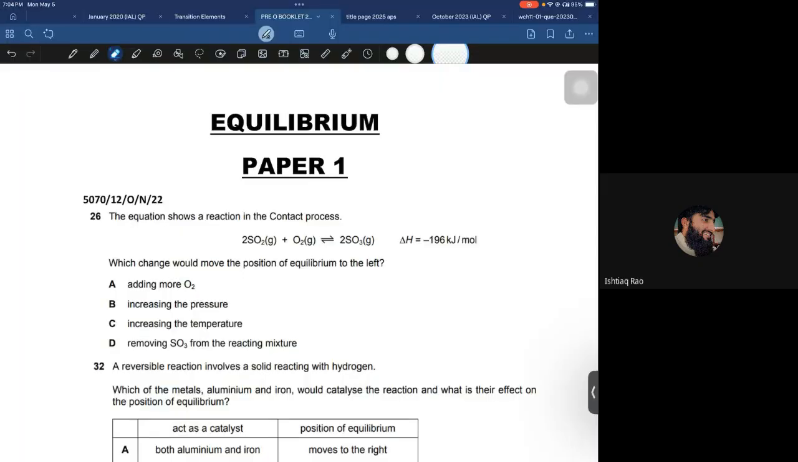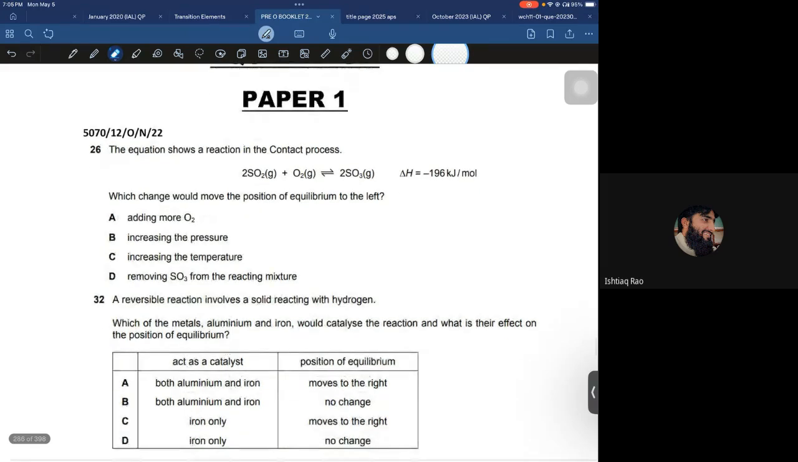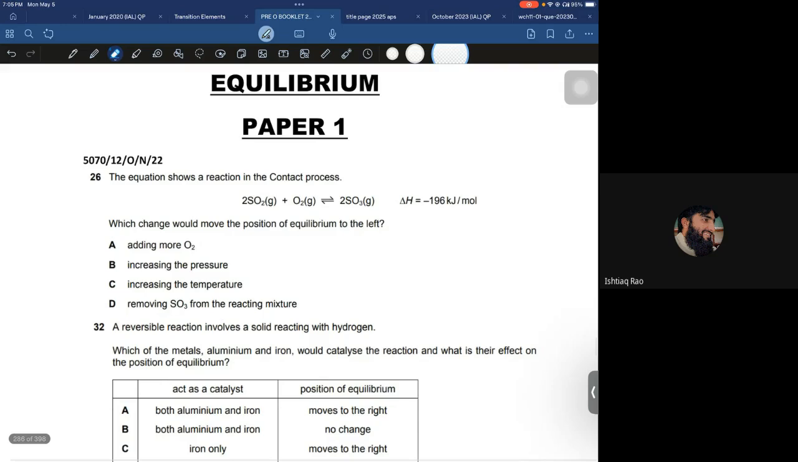Okay, so question number one. The equation shows a reaction in the contact process. Which change would move the position of equilibrium to the left? Left means backward, okay? Since the reaction is exothermic, because the delta H is negative.